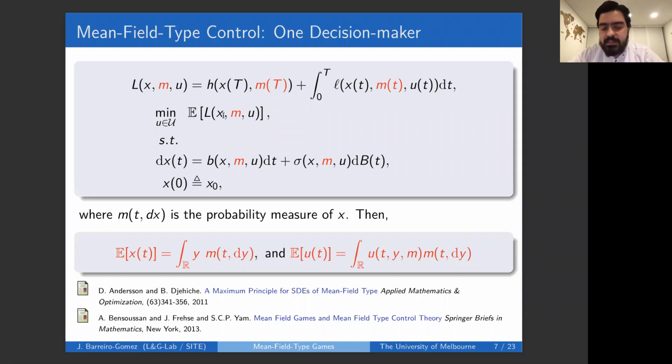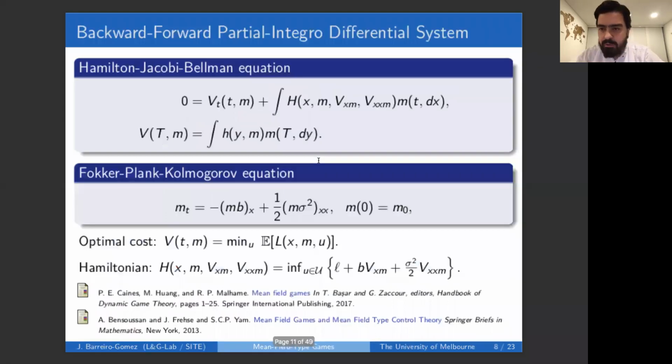And then we're interested in minimizing the expected cost subject to this stochastic differential equation. So the B term is known as the drift, that it's state dependent, it's control input dependent, and it's also mean field dependent. So we might have these three terms in the drift. And the same might happen in the diffusion term. So here B, capital B, denotes the standard Brownian motion, and we can compute the expected values by using the probability measure of X. So how can we solve this class of problems?